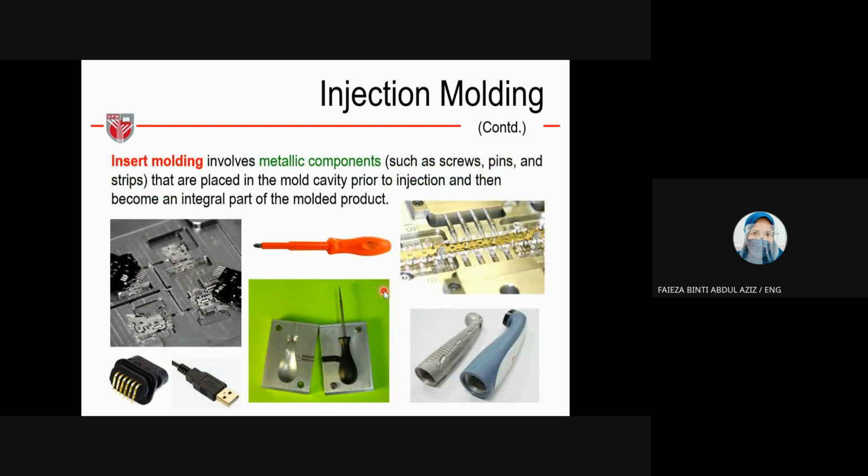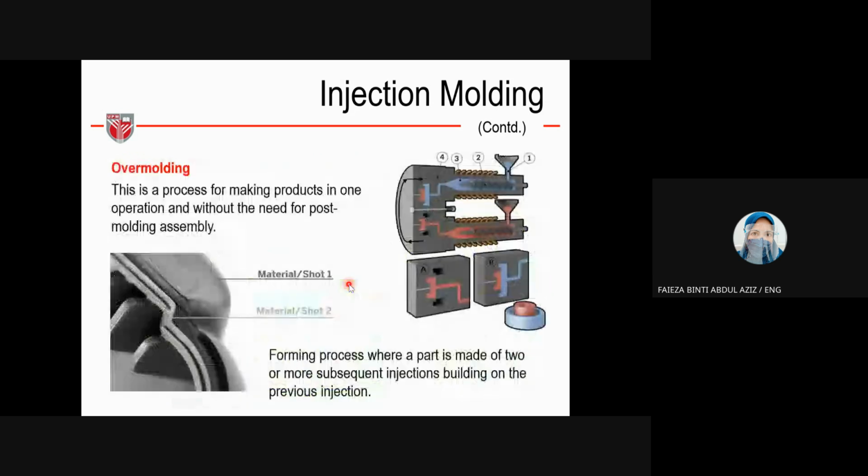Okay, next is insert molding, which involves metallic components such as screws, pins, and strips. As you can see here, the metal is placed in the mold cavity prior to injection and then becomes an integral part of the molded products like this. So we put it here first. So these are insert molding. We combine with metal.